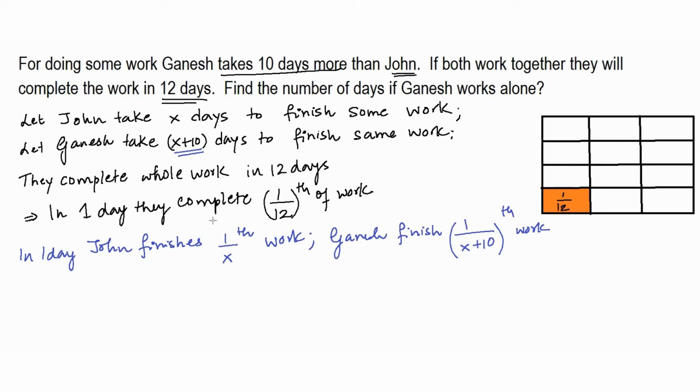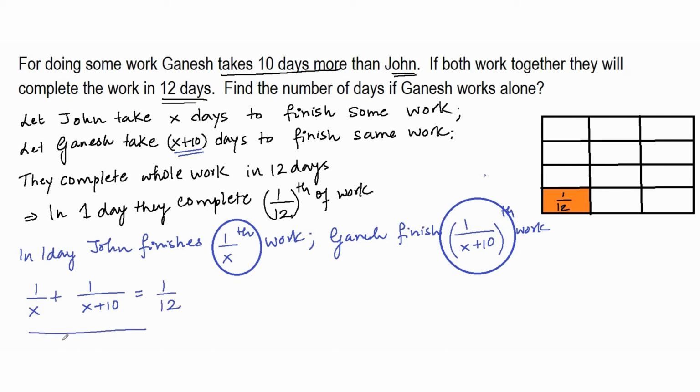The addition of these two fractions should be equal to 1/12, because that is the amount of work done in one day. So I can say 1/x plus 1/(x plus 10) is equal to 1/12. Now I can find the LCM. The LCM is x into (x plus 10).